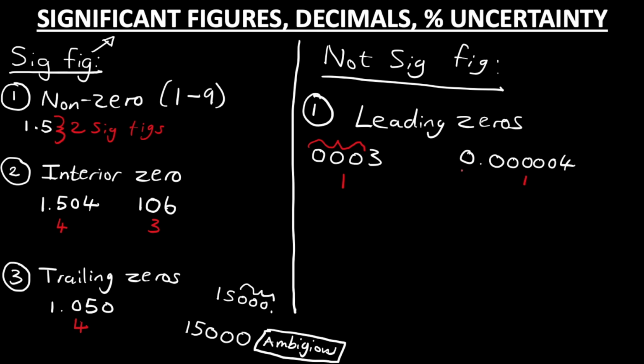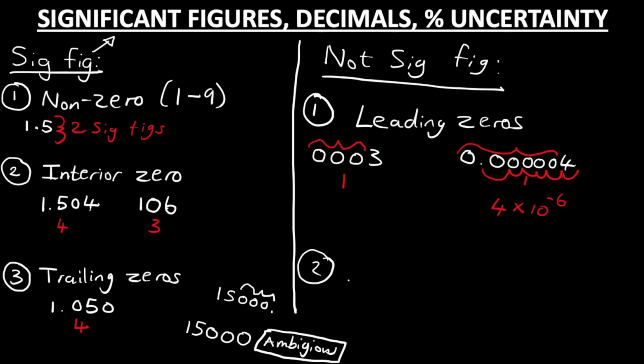Now I know you must be thinking, aren't these numbers significant because surely it shows how precise and small that number is? But I can rewrite this as 4 times 10 to the minus 6, because we're moving the decimal point 1, 2, 3, 4, 5, 6 places to the right.